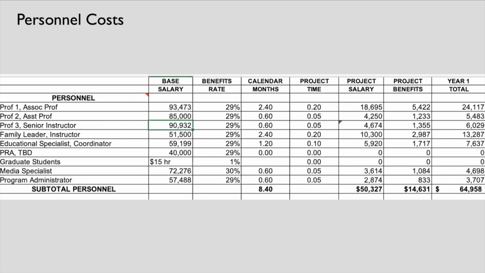So if Professor 1, who was an associate professor, is going to spend 2.4 calendar months. So if we think of 12 calendar months, that's about 20% time. So that's another way to look at it. Project time is 20%. How did I get to that? Well, the federal government assumes that you work a 40-hour week. They therefore assume that 1 day of effort is 20% time.